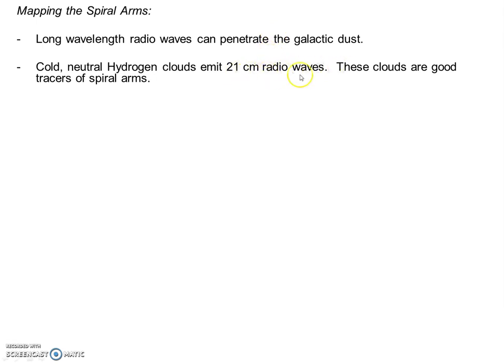21 centimeter radio waves are emitted by these clouds. It has a very, very distinctive wavelength too, which helps us because we can use the Doppler shift to figure out whether the clouds are coming towards us or going away, and that helps us map out the structure of the galaxy.